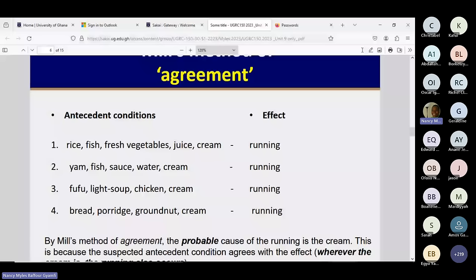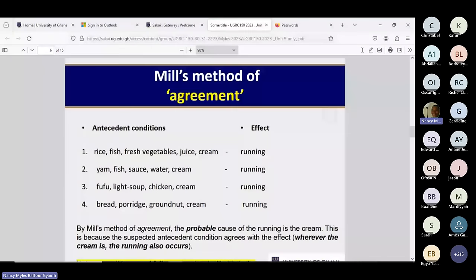Okay? So you have to go further and see what is this common thing that runs through all the antecedent conditions so that we can suspect it as the possible cause of what? The effect. Why? Because the effect runs through all of them also. That's the method of agreement. So by the method of agreement, Joshua, please read the summary below there for me. Let me take water. Go ahead.